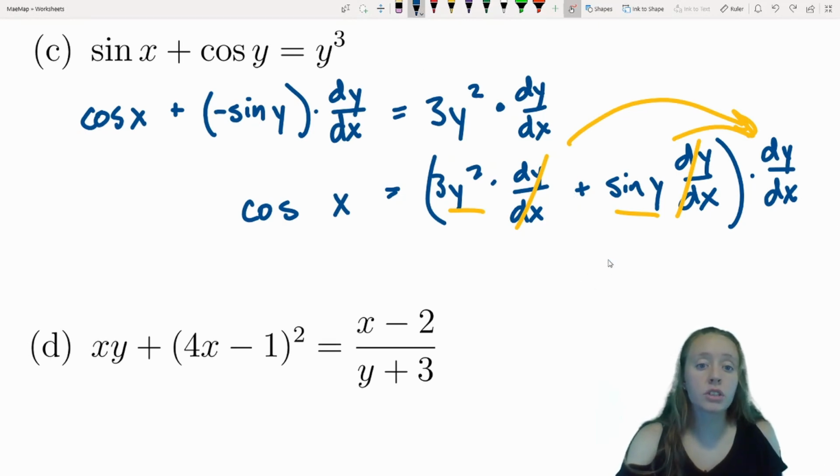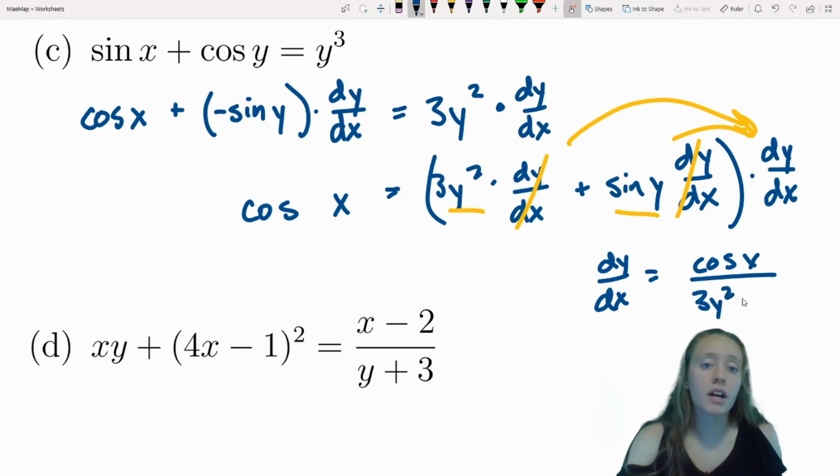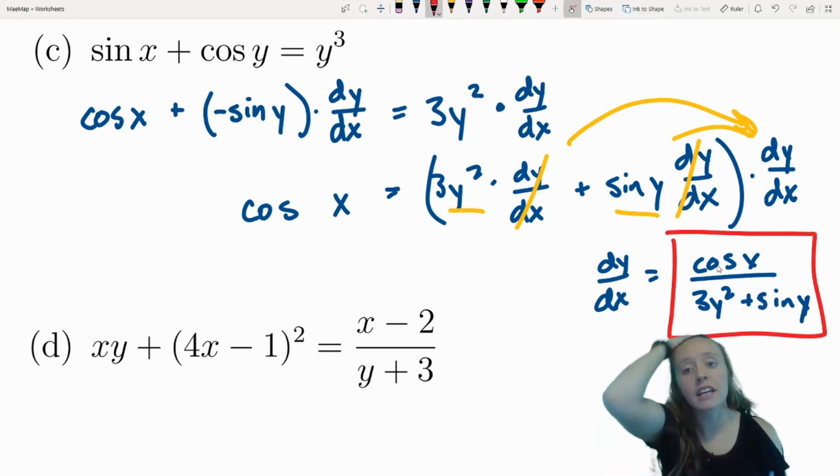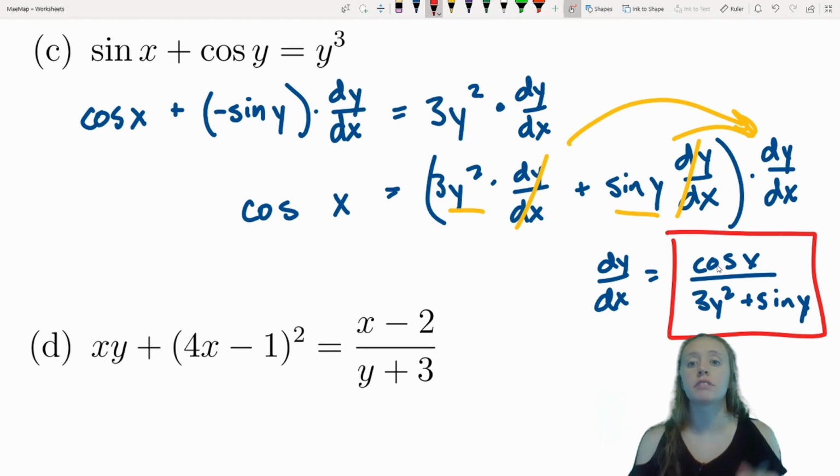So for my final solution, I'll get that dy dx equals the cosine of x all over what was multiplied to that dy dx, which was 3y squared plus the sine of y. So hopefully you guys are getting even more into the hang of this implicit differentiation.